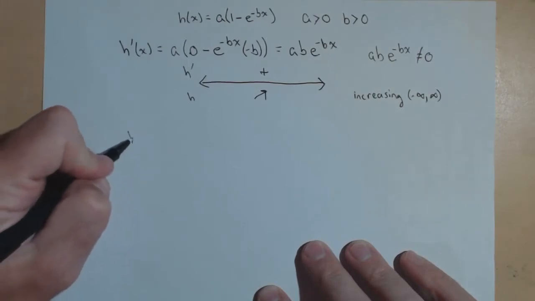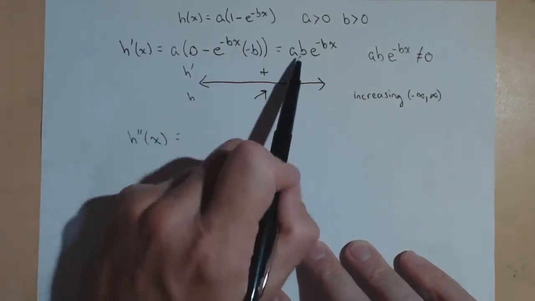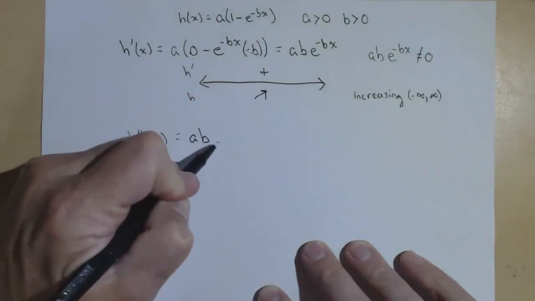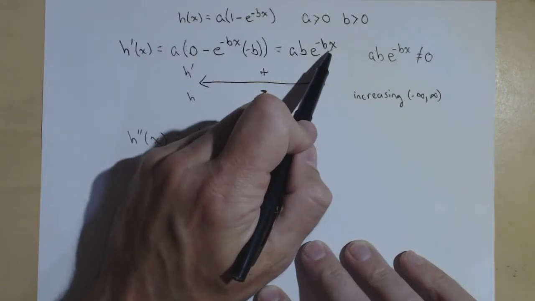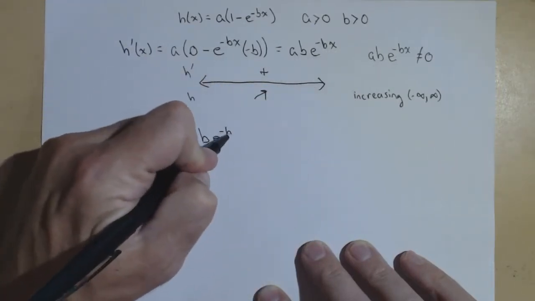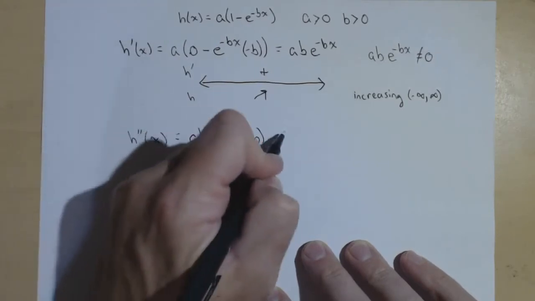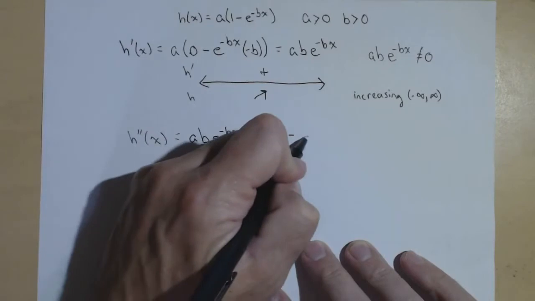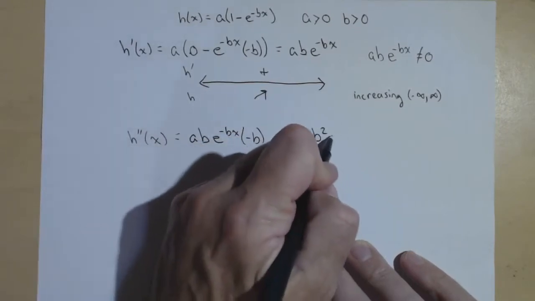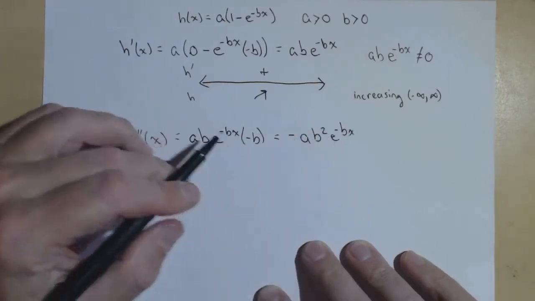We're going to do the same thing with the second derivative, h double prime of x. And I'm going to go right from here. A and b are just constants, so they'll be in my derivative. E to the negative bx. We've actually done this derivative before. It's e to the negative bx times a negative b. So simplifying, I'm going to put the negative up front. I've got a b squared term, e to the negative bx.